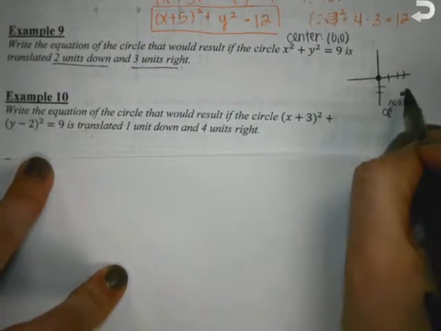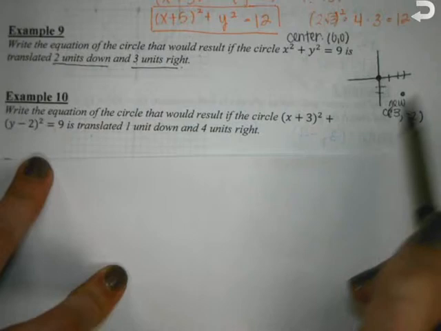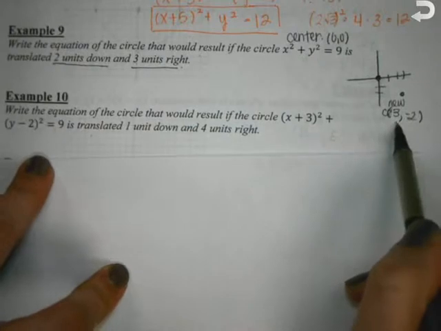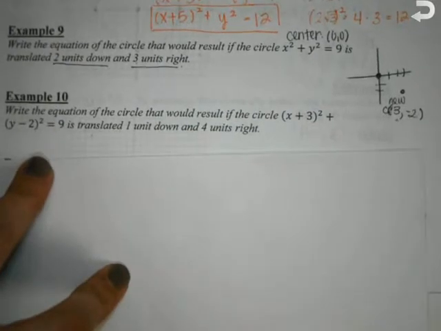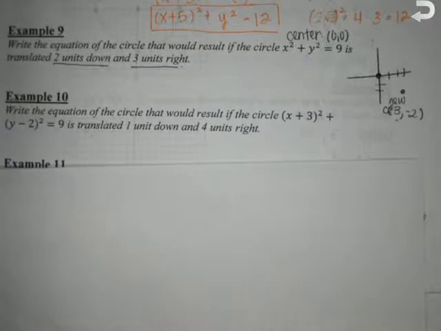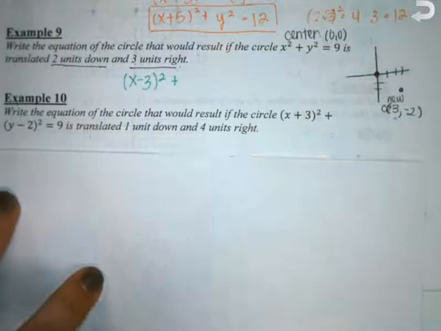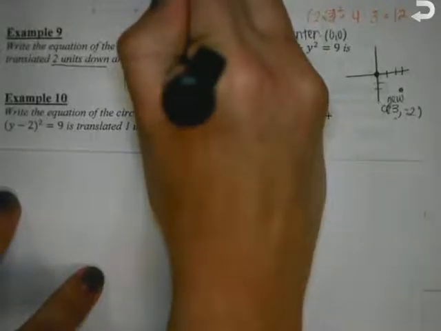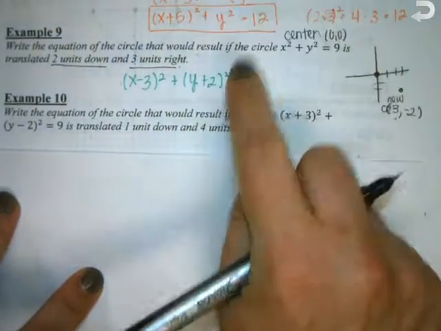So can we write the new equation using the new center? Yes, we can. What would it be? It would be x minus 3 squared plus y plus 2 squared equals 9, because the radius part never changes, right? So what it's equal to is going to stay exactly the same. Yeah? Okay, try example 10 then by yourselves.